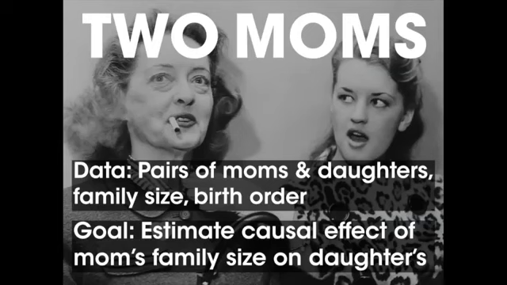Okay, let's come back to two moms, and I can substantiate some of my wild claims for you. So just to remind you, the situation is we have many pairs of moms and their daughters. And for each woman, we know her completed family size, and we know her birth order, whether she was the firstborn, secondborn, and so on. And we'd like to use these data to get some estimate of the effect of mom's family size on her daughter's, whether there's some direct causal effect through imitation in particular.